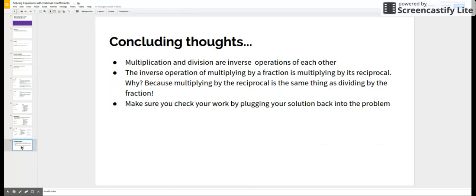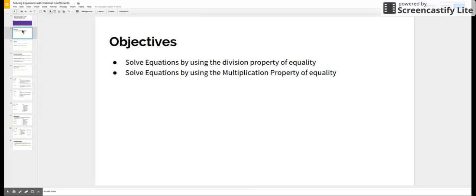So here are some concluding thoughts. Multiplication and division are inverse operations of each other. The inverse operation of multiplying by a fraction is multiplying by its reciprocal. Why? Because multiplying by the reciprocal is the same thing as dividing by a fraction. And make sure that you check your work by plugging your solution back into the problem. So I hope you learned how to solve equations with the division and multiplication properties.